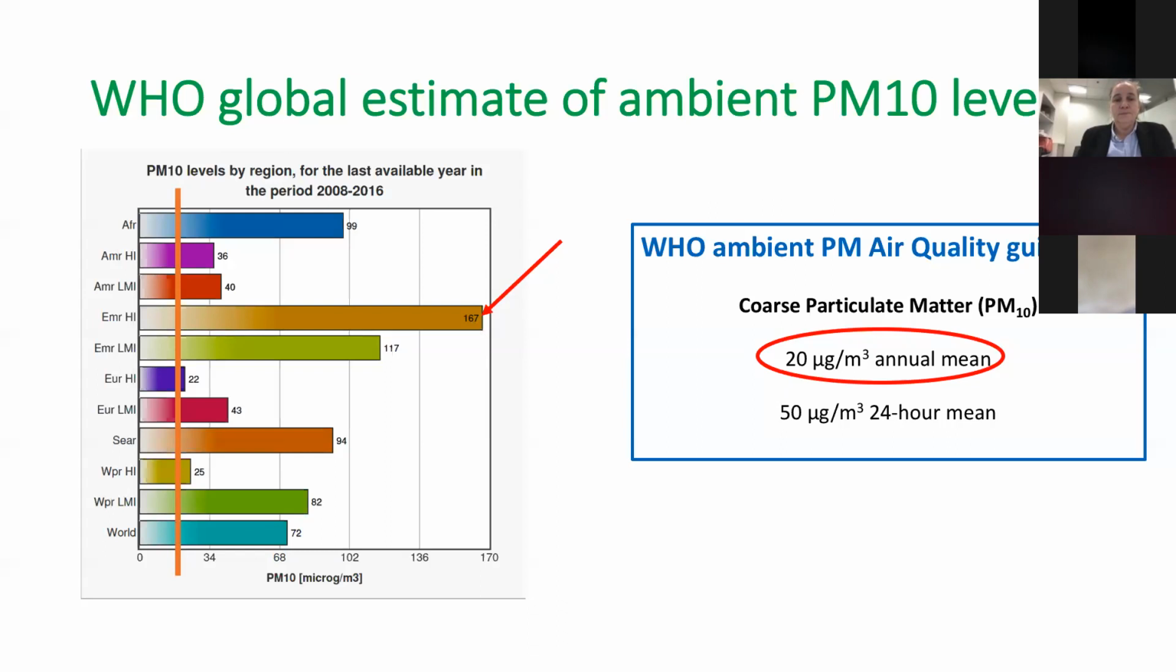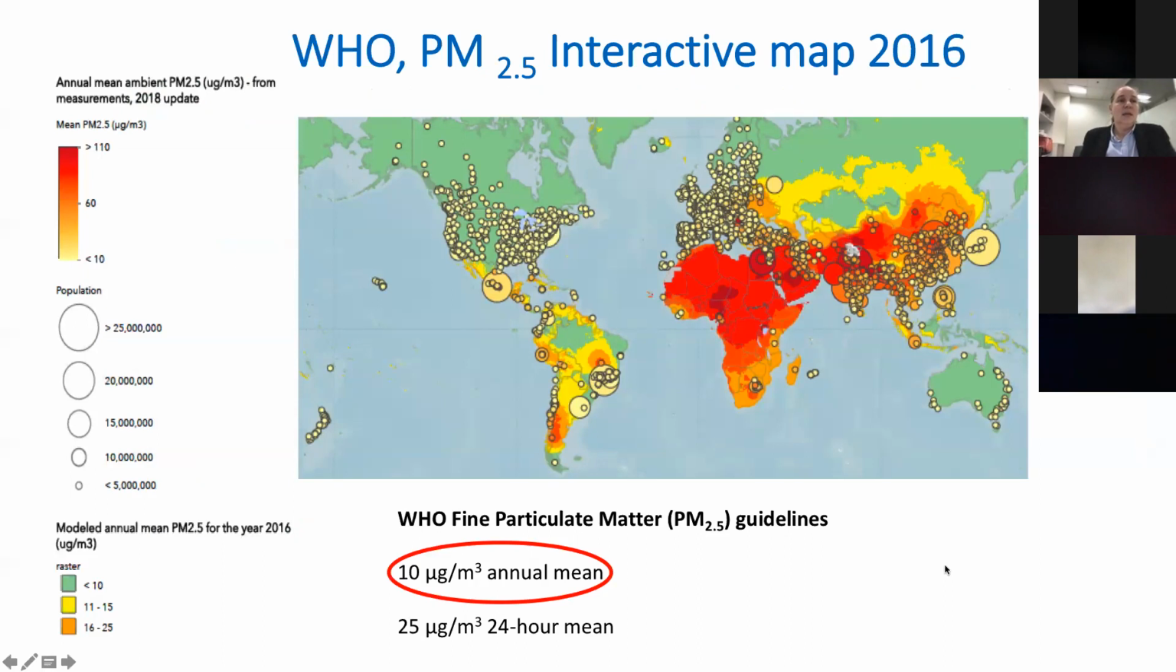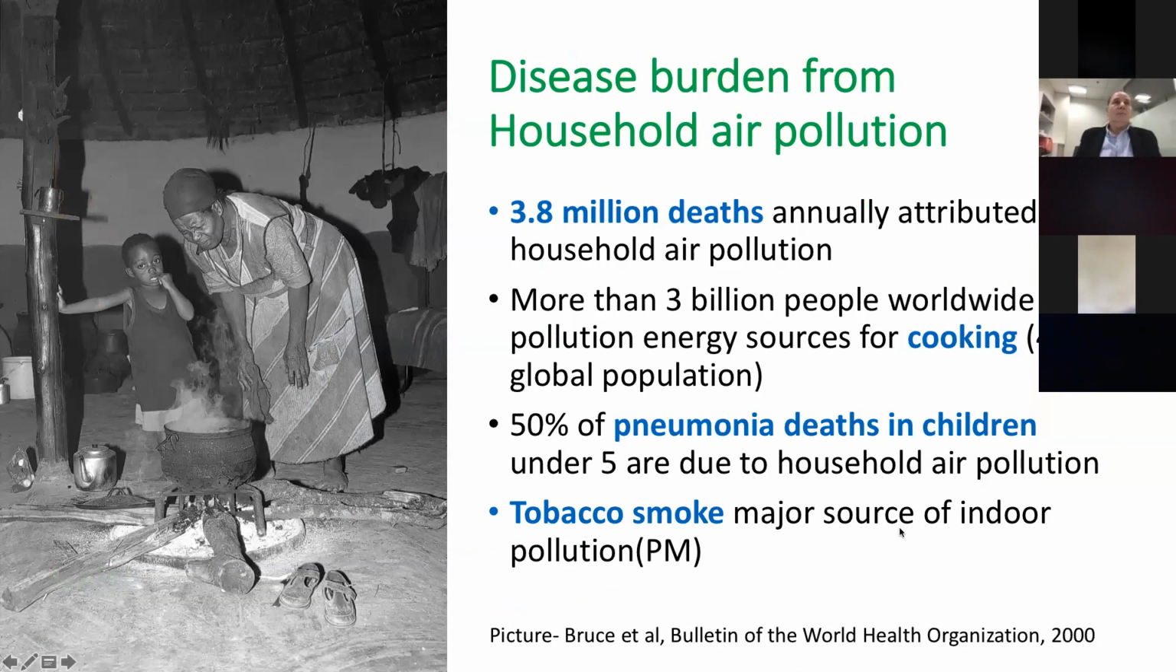And how about PM2.5? Well, this is an interactive map from the World Health Organization looking at fine particulate matter, or PM2.5. And again, the recommended guideline for an annual mean is 10 micrograms per meter cubed. But as you can see from this key up in the corner, where levels exceeding 10 are yellow, orange, or red, again, the same countries or regions are affected by this increased exposure to PM2.5.